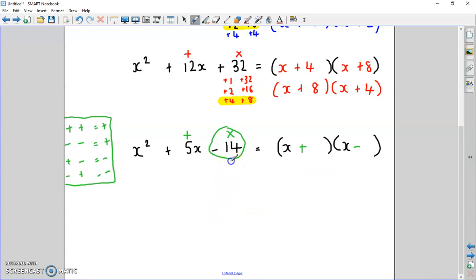Okay. Now you can kind of do what we did before, which is looking for pairs, except there's going to be twice as many options because of the plus and minus. So for instance, I can have plus 1 and I can have minus 14. Or I could have minus 1 and plus 14. They both make minus 14 when you multiply. They don't make 5 though, so we keep looking. Plus 2 and minus 7, or minus 2 and plus 7.